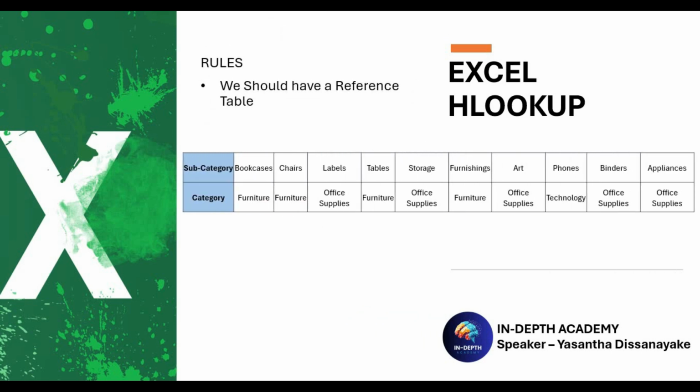As the second rule, we should have a reference table. Of course, here we have subcategories and categories in this reference table. What contrasts this table from the VLOOKUP table which we had in the earlier video is that in this table you can see we have a horizontal arrangement. In the VLOOKUP video we had a vertical arrangement. So if we have a table to be looked up in a horizontal manner, we have to use the HLOOKUP function.